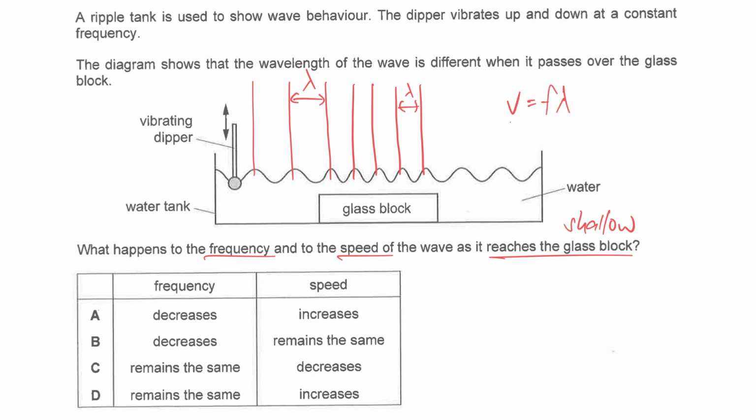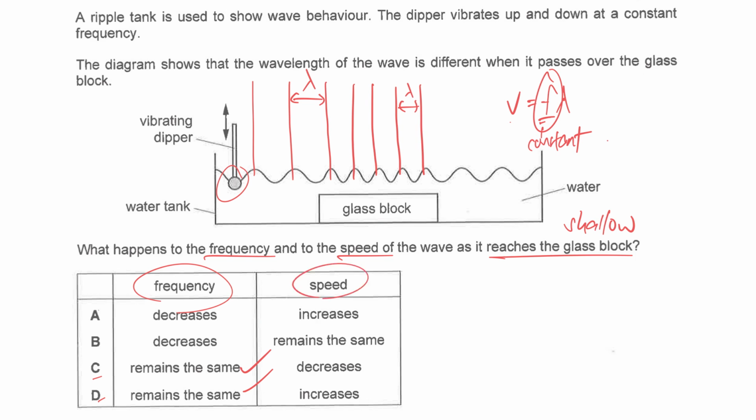Now, we have learned that regardless of what kind of wave, maybe a transverse wave like a water wave in this case, or a longitudinal wave, once the wave is produced, the frequency will always remain constant. That means in this case it's either C or D, because frequency all depends on the source, the vibrating dipper, so it stays the same regardless of whether it's going over a deeper or shallow region.